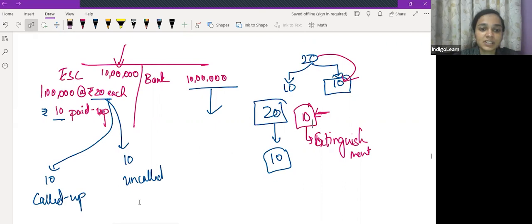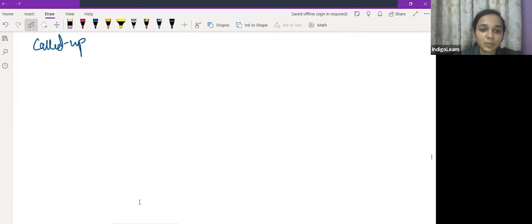Did you understand this first point? So we were talking of reduction in share capital. So we have seen the first way. Let's move on to the second way of how share capital is reduced.